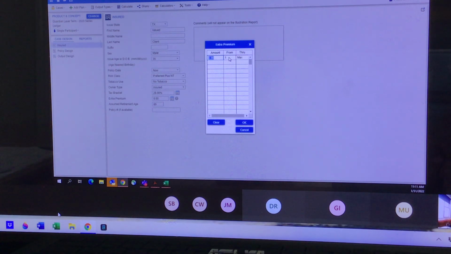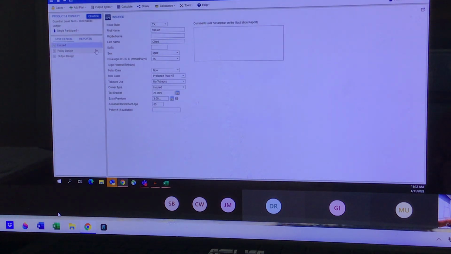And all that means is there's a $3 additional charge per $1,000 of death benefit they're purchasing for whatever number of years. Like I said, if it's permanent, that's going to fall off after 20 years. If it's temporary, it's going to fall off in whatever number of years we choose. And all we would do for that is enter an amount. Let's say it's $3. We would just put a 3 there. And from 1 through max, let's say it's for 4 years, we would do 1 through 4, and we would have that flat extra for 4 years. I'll actually leave that on for now.